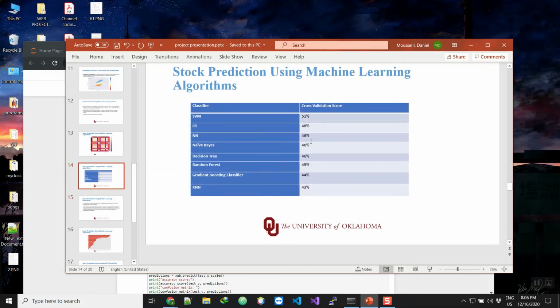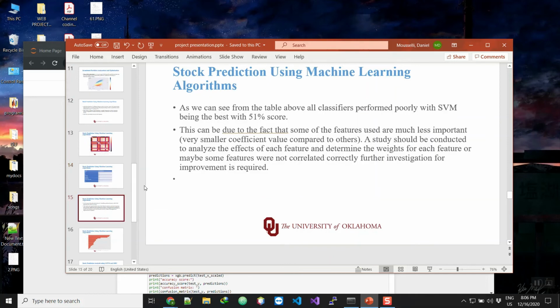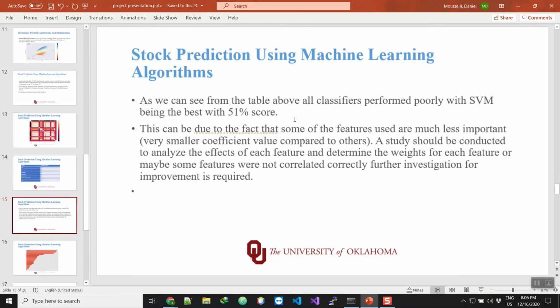I definitely need to recheck these algorithms and recheck the features, and see how the features are being used. As you can see from the table, the classifiers performed poorly, with the SVM being the best with a 51% accuracy score on the classification. Some of the features used are much less important.